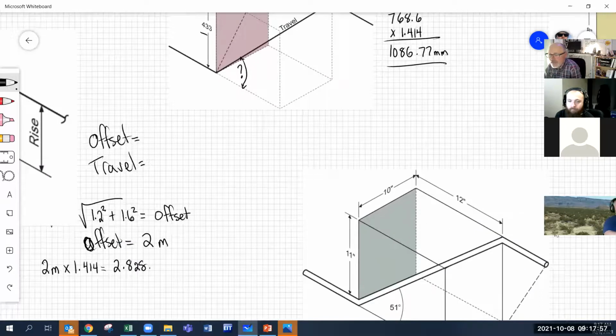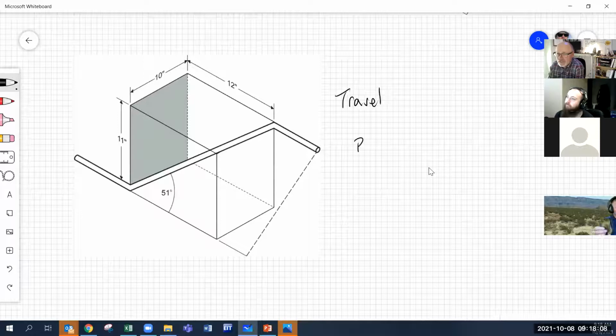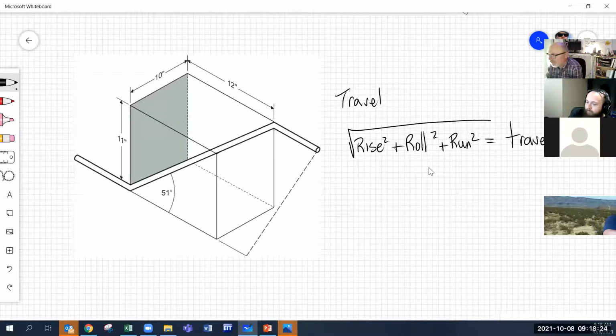Okay. So now that brings us to this one. And I want to know what is the travel on this one. The formula for this is the rise squared plus the roll squared plus the run squared, square root, is equal to the travel. So that's the other formula. There's just two formulas only for this. And this is for angles, not 45s.